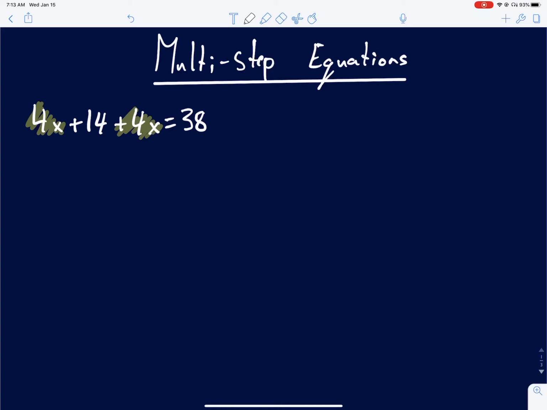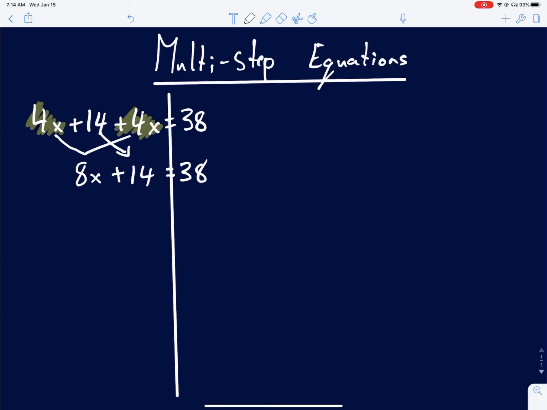So 4x plus 4x is 8x, and we are left with positive 14. And our right side did not change. So we have 8x plus 14 equals 38, and this might look familiar to you because this is now just a two-step equation. So we want to get this 8x by itself.